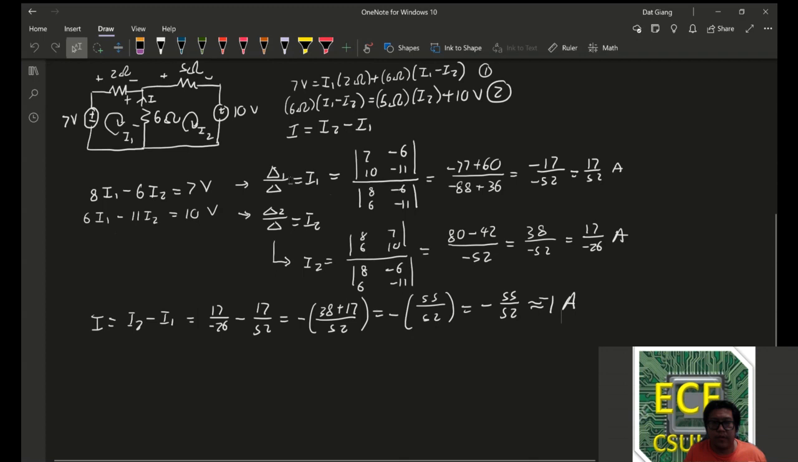So in this case, this is just a simple example, and this is just for us to kind of get familiar with nodal and mesh analysis.